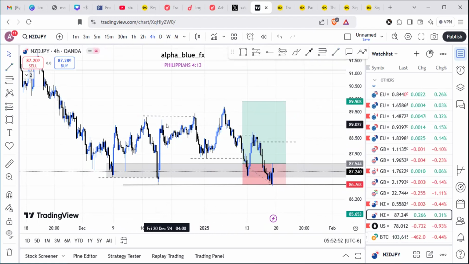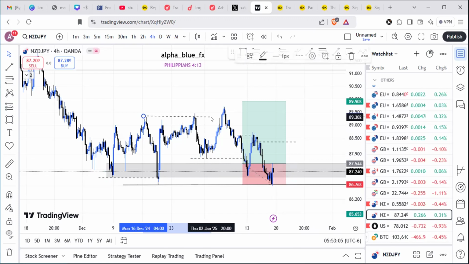Price did come, but it didn't break this level. It came back and gave us this inducement. It gave us the structural liquidity we're looking for, the liquidity we're looking for before our entry. Then it came back up and broke structure to give us the change of character to the upside here.